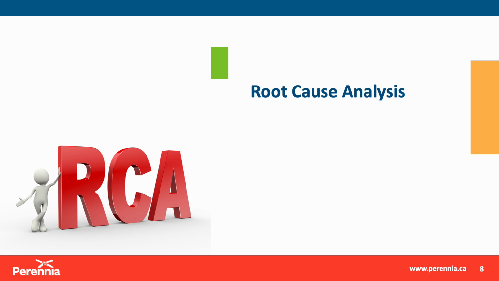Complete a root cause analysis with your cross-functional team. Choose any method that works for you. For example, 5 whys, fishbone, is/is not, etc. For tips on how to do a root cause analysis, refer to our How to Conduct an Effective Root Cause Analysis fact sheet under the Quality and Food Safety section of our website.